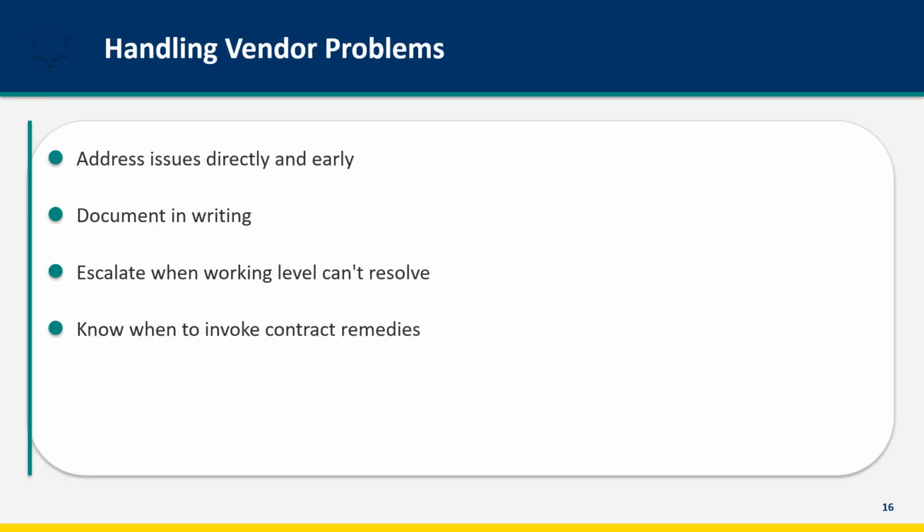When problems arise, address them directly and early. Don't hope they'll resolve themselves. Document issues in writing. Verbal complaints get forgotten or denied. A written record protects you. Escalate when the working level can't resolve the issue. Involve management on both sides. Know when to invoke contract remedies. Penalties, SLA credits, or termination provisions exist for a reason. Be willing to use them when appropriate.